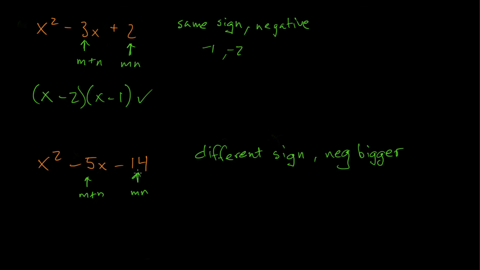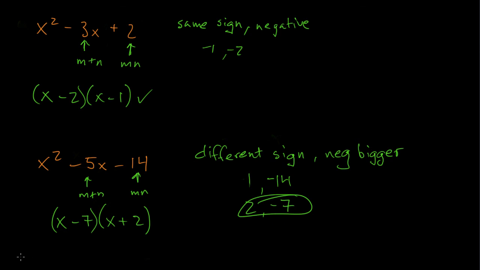If I wanted to multiply to get negative 14, I could do negative 1 times 14. Oh wait, I said the negative was bigger. So I guess that'd have to be positive 1 times negative 14. Or 2 and 7, they'll multiply to negative 14 also, and the negative is bigger. So 7 would have to be the negative. And one of these hopefully adds up to negative 5, and that is this one. So to factor x squared minus 5x minus 14, I get x minus 7 times x plus 2.